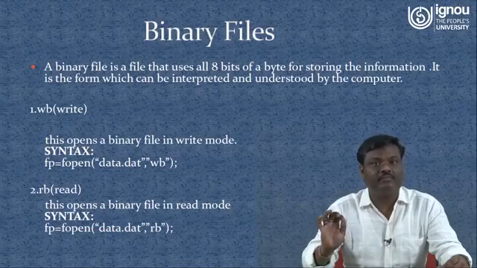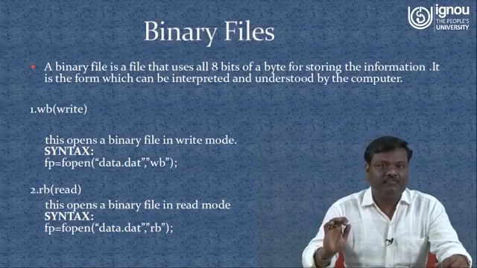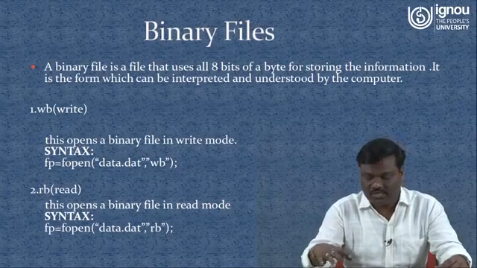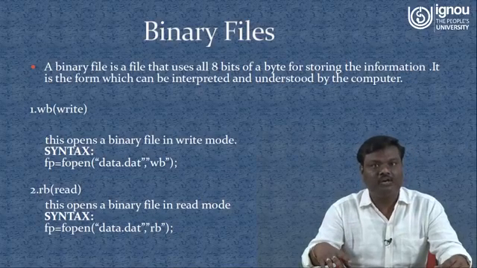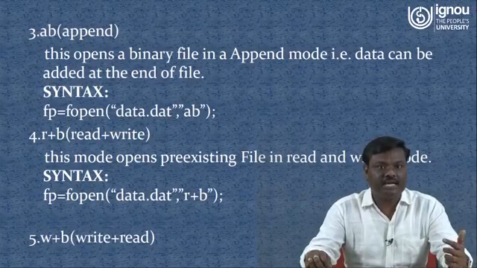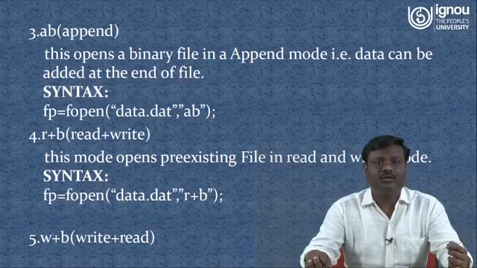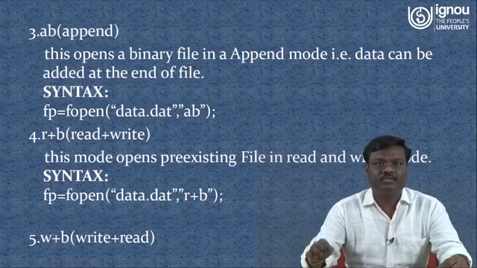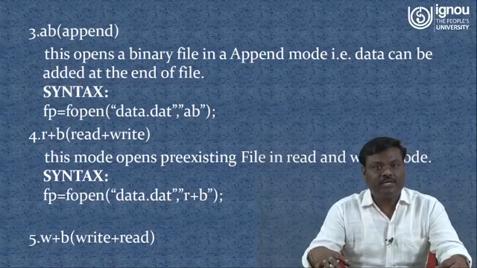So, write binary. For read also you can see the example, RB; you must write B along with the mode. And then coming to AB, this is for append. FP is equal to fopen data.dat, and here you can see AB, that is append binary. So compulsorily you have to write the B.